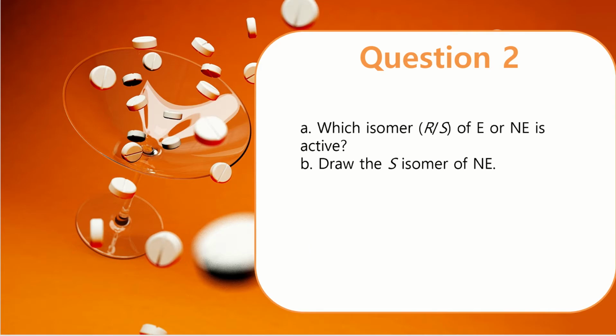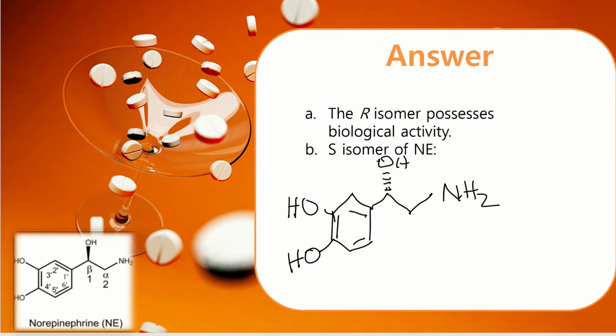So that leads us now to question 2, which says, which isomer, R or S, of epinephrine or norepinephrine is active? And part B says, draw the S isomer of norepinephrine. The answer is, you guessed it, the R isomer possesses the biological activity, and for part B, we're asked to draw the S isomer. I have it there. I have drawn the S isomer. The only difference is that this is a hash as opposed to the R being a wedge.